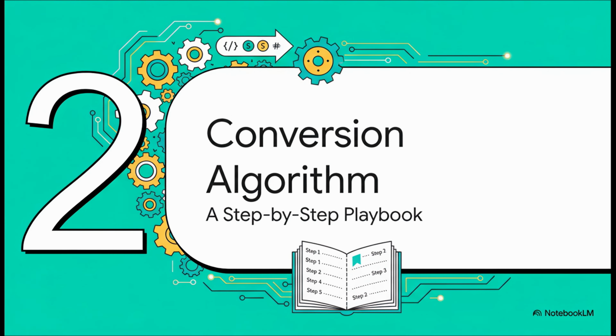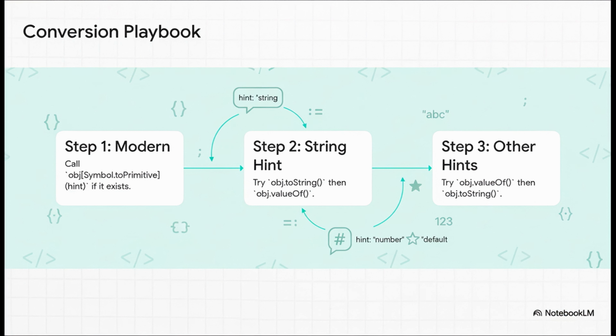So the object gets its hint. What's next? Well, JavaScript doesn't just make it up as it goes. It follows a super strict step-by-step algorithm. Think of it like a playbook that it runs through exactly the same way every single time to get that primitive value. And this is that exact playbook. First things first, JavaScript looks for this modern method called Symbol.toPrimitive. If your object has that, boom, job done. If it doesn't though, it falls back to the older methods. And here is the absolute key detail. The hint decides the order. If the hint is string, it tries toString first. But if the hint is number or default, it tries valueOf first. That simple change in order, well, that's everything.